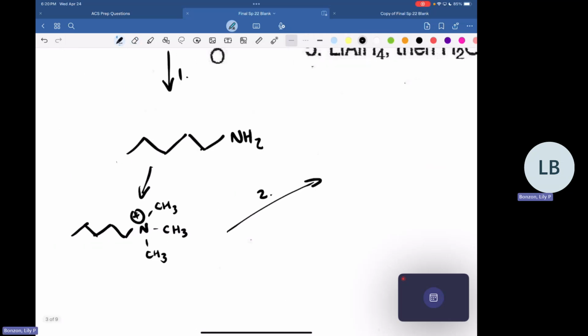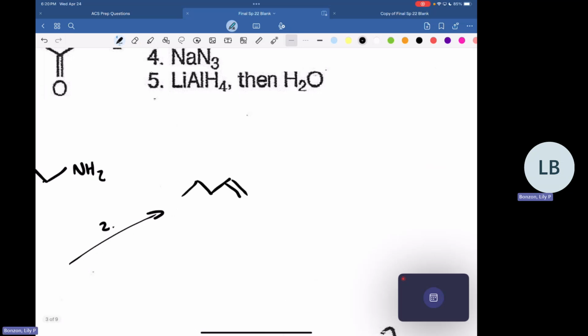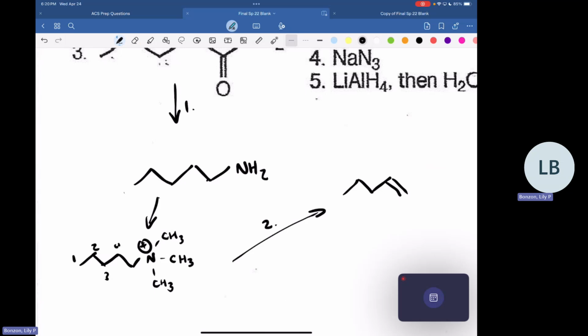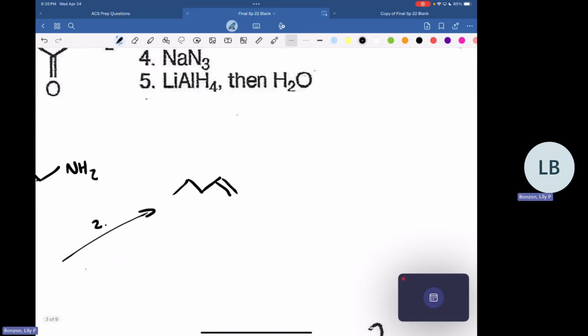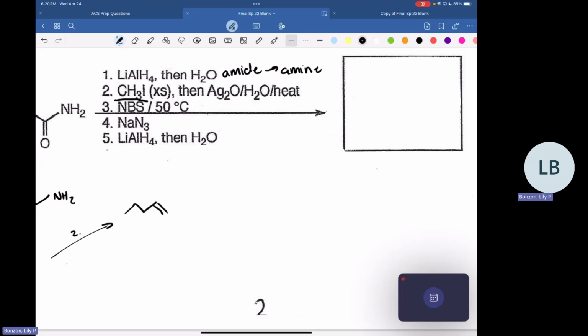And so then from there, with the rest of the reaction, we form an alkene. So in this case, since we have 5 carbons, 1, 2, 3, 4, 5, we're going to form a 5-carbon alkene. Okay. All right, so then we've got NBS and heat.